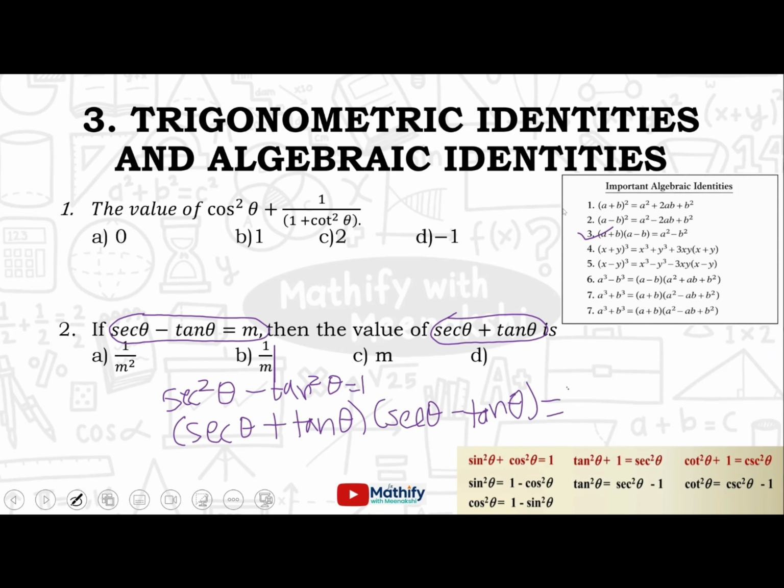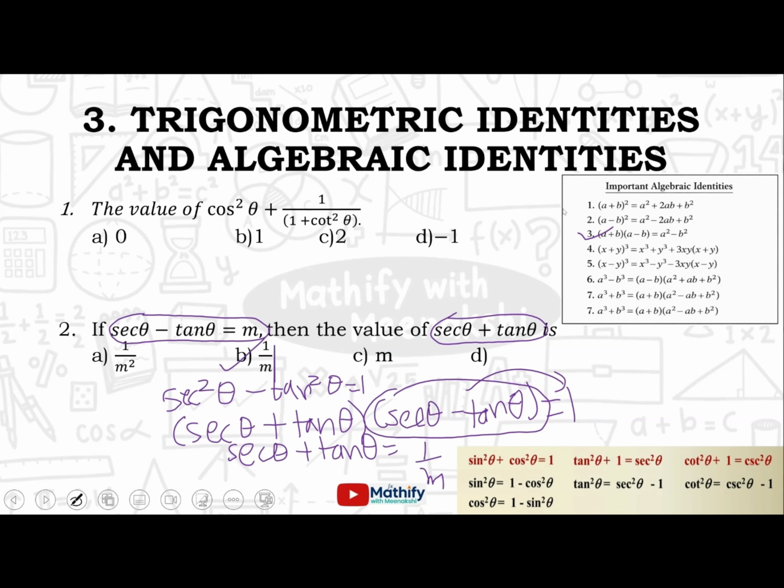Now you know the value of sec theta minus tan theta, that's m. So if you transpose this value, it will come in the denominator. So you can write that sec theta plus tan theta is 1 by sec theta minus tan theta, and that is 1 by m. So the final answer is option B.